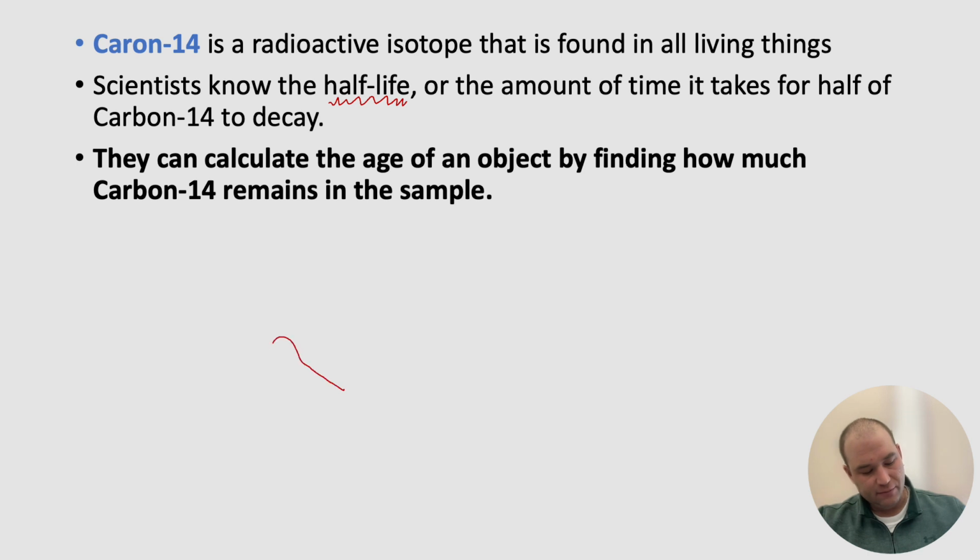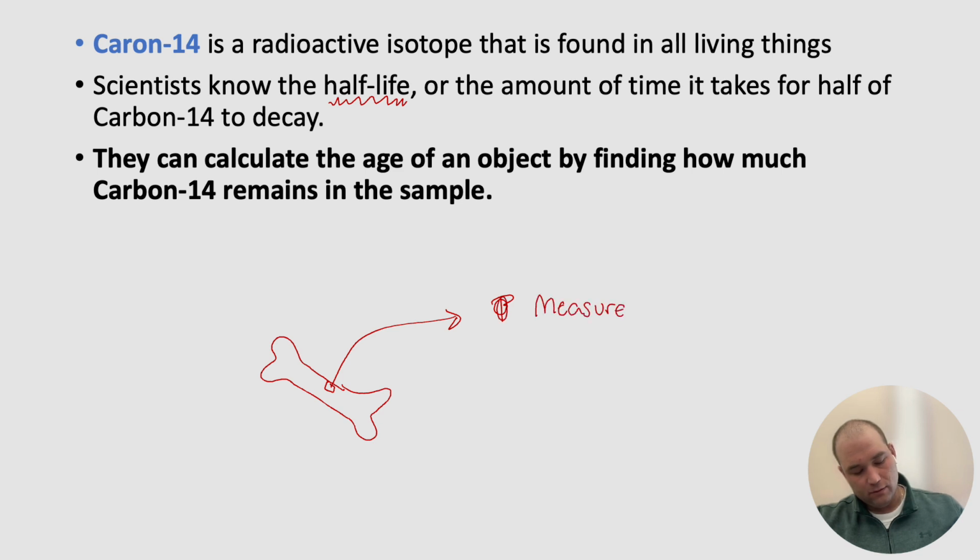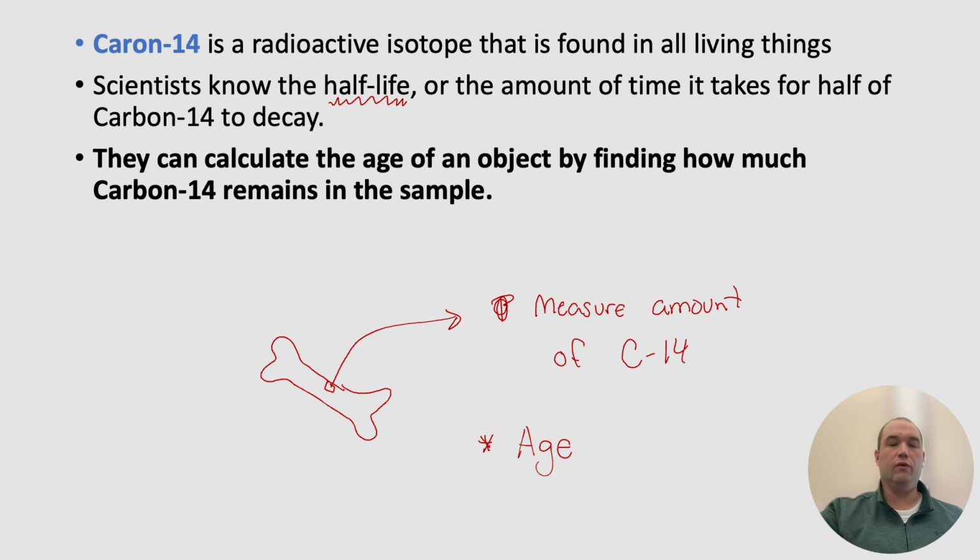So let's just say, for example, we find a bone underground, and we want to know how old this bone is. What we can do is take a sample of this bone and use it to measure the amount of carbon-14. And by doing this, this can give us the age of the object to determine how old that object really is.